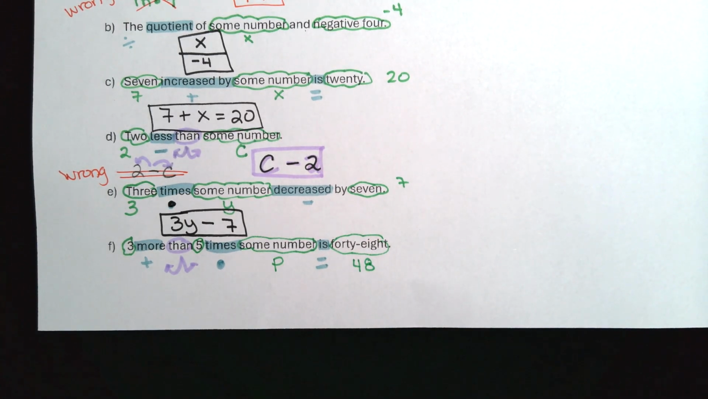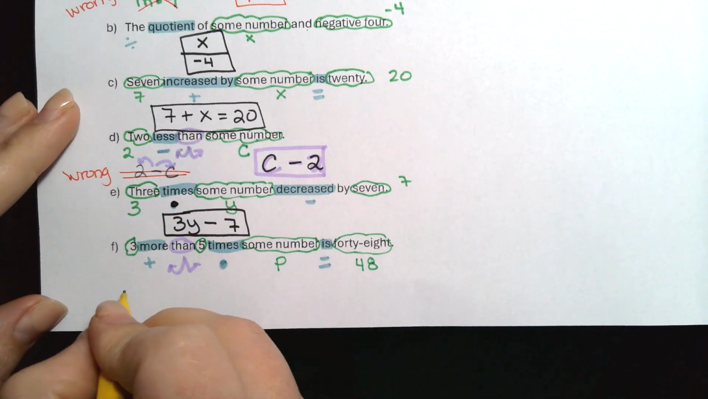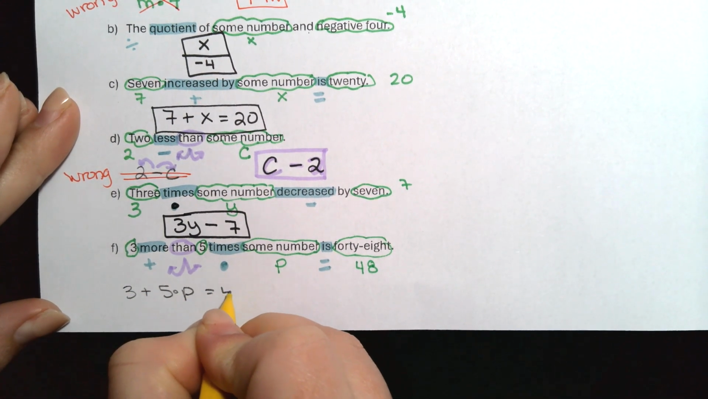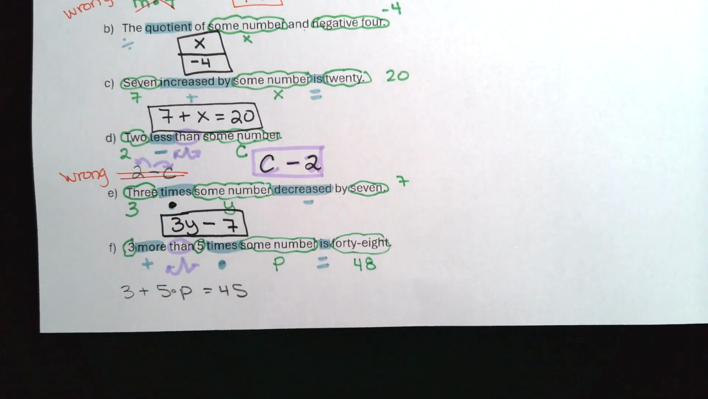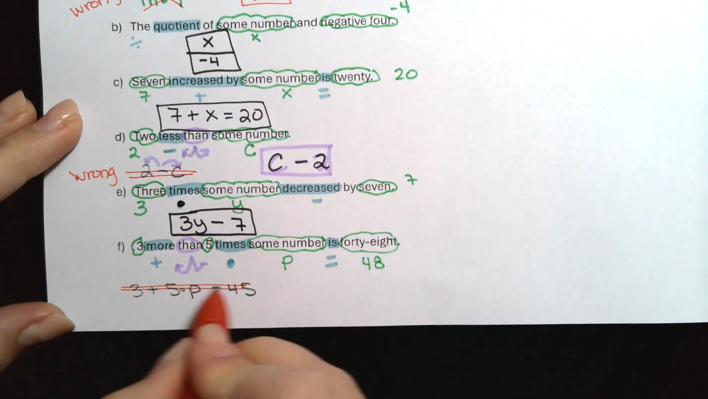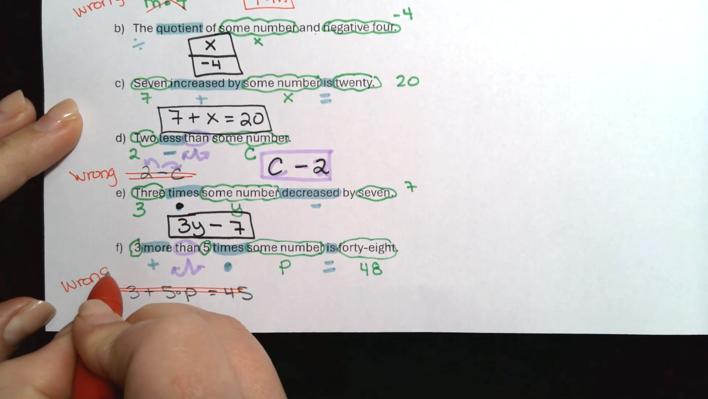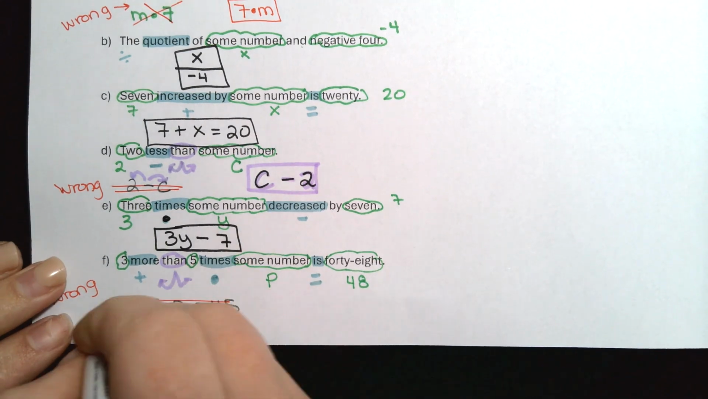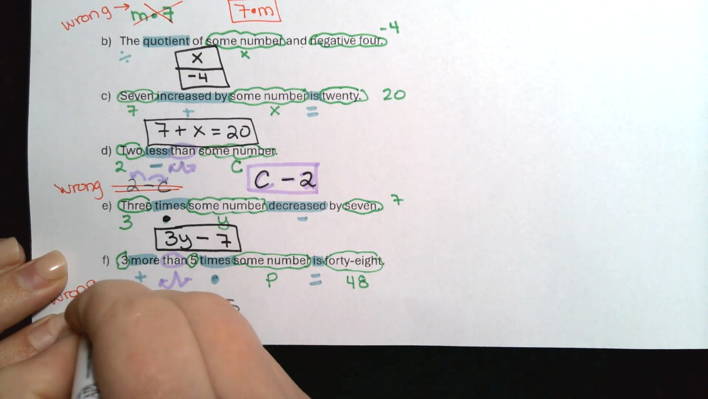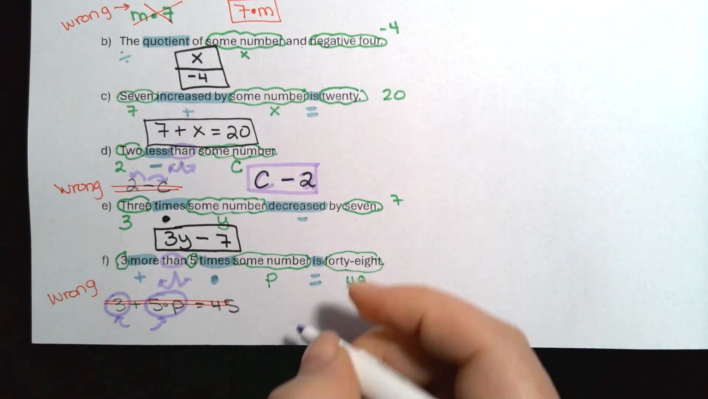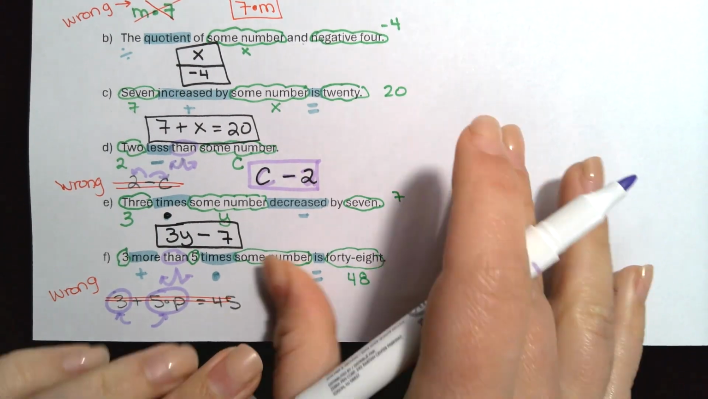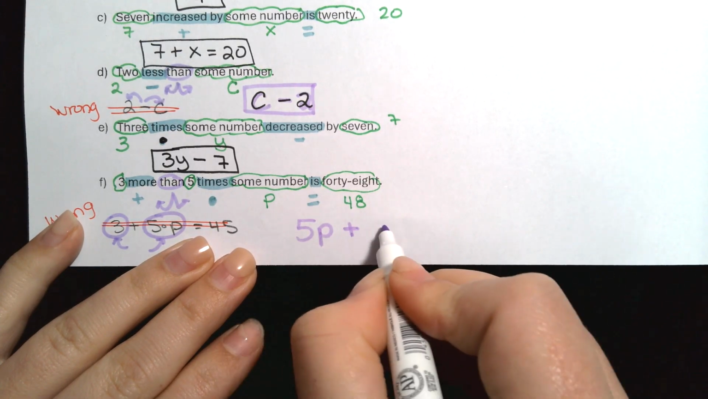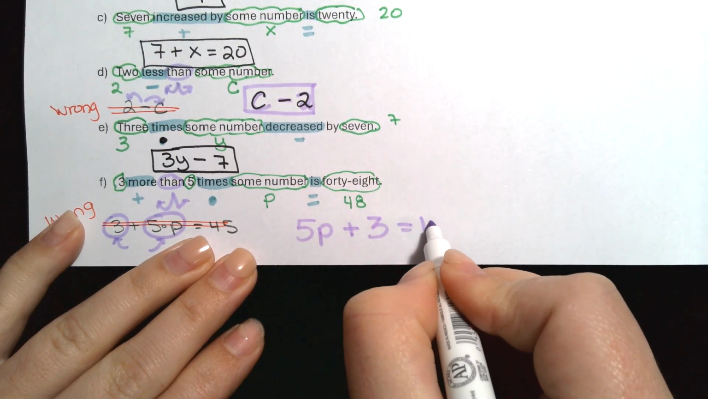Okay, so be careful with this than. I'm going to write it wrong, then I'm going to write it good. 3 more 5 times some number is 48. Again, this is wrong. And the reason it's wrong is because we have this than. Once we have this than, that means we're going to be switching the order of 3 and 5 times the number. So for our answer, 5 times the number plus 3 is equal to 48.